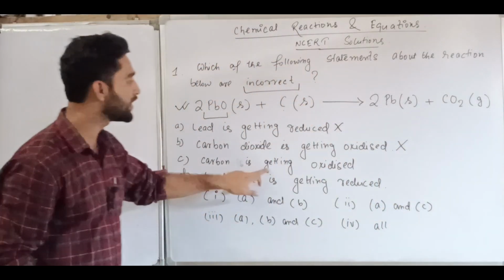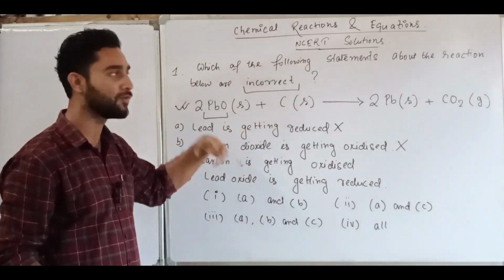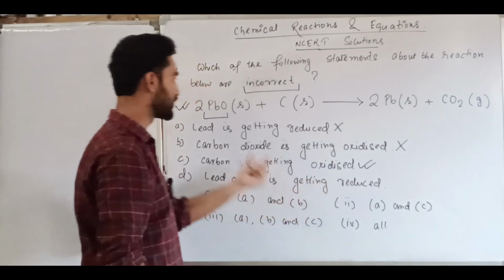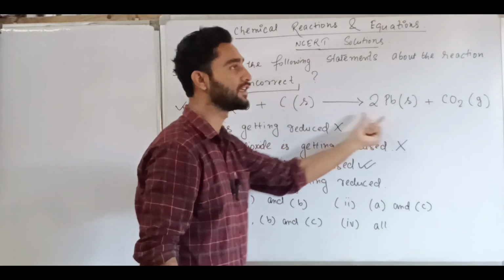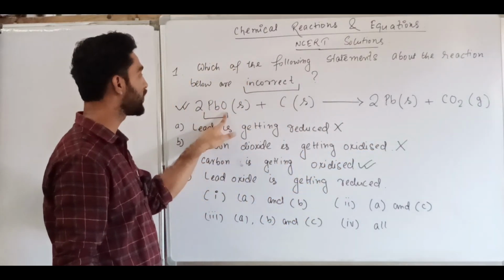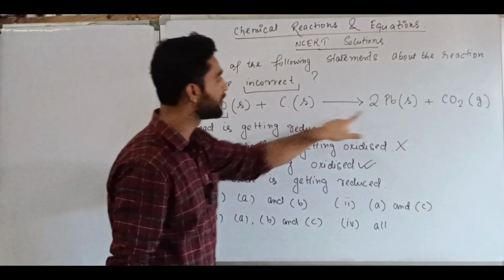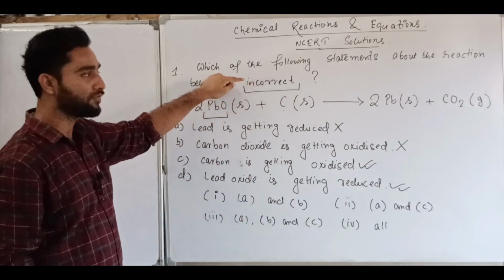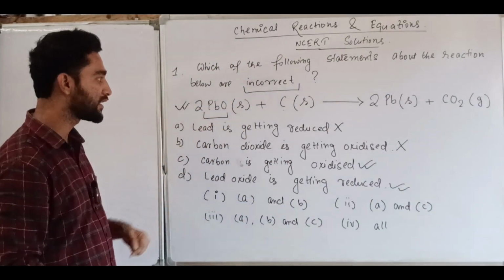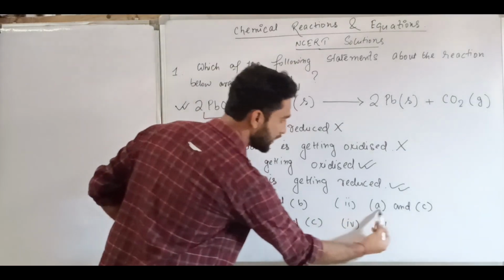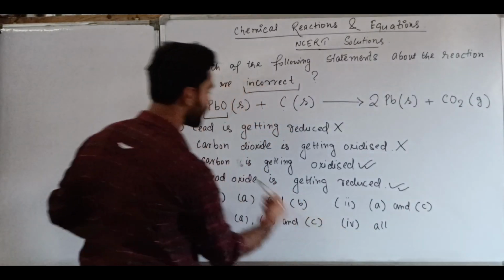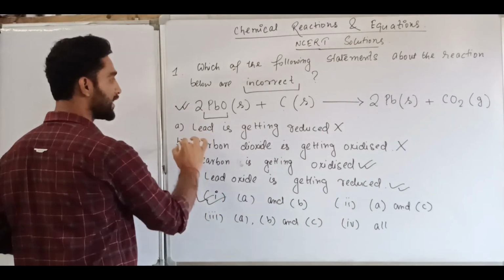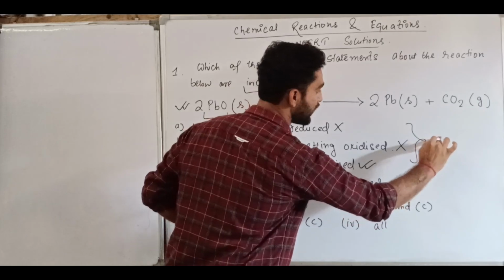Now the third option: carbon is getting oxidized. It is correct. Carbon, by gaining oxygen, became carbon dioxide. This is the correct option. Lead oxide is getting reduced. As I told just now, lead oxide, by losing its oxygen, became lead. So this option is also correct. According to this question, we have to find the incorrect statements. The options given are A and B, A and C, A, B and C, and all. So which option is correct? Option 1. Statements A and B are the false statements.